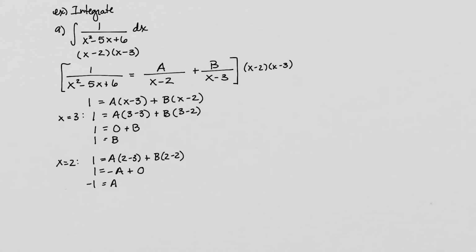So now I found my values for A and B. So what that means is my original integral, 1 over x squared minus 5x plus 6 dx, is now the same as the integral of A, which is negative 1 over x minus 2, plus B, which is 1 over x minus 3 dx. Right, so I've now taken my original problem and broken it down into these nicer, littler integrals. Littler fractions, easier fractions, kind of however you want to say it. Questions?